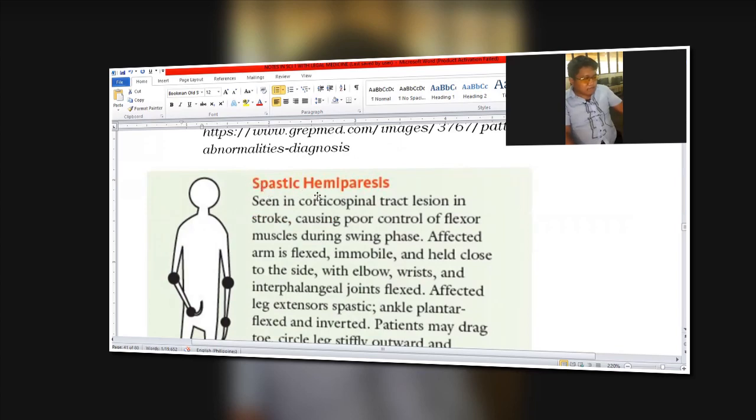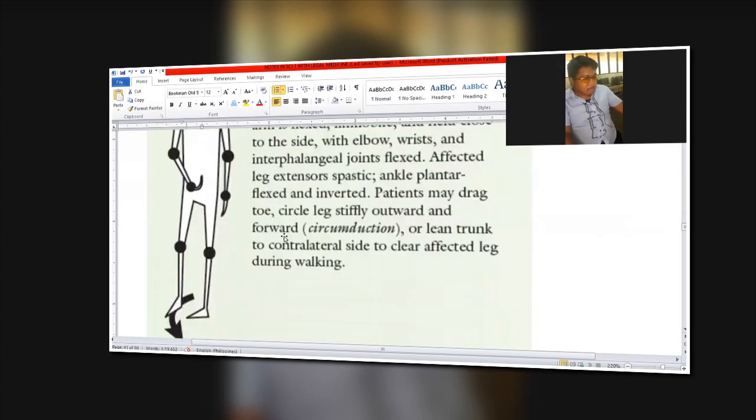So we have spastic paresis, seen in corticospinal tract lesion in stroke. Look at that spastic gait, that is how it looks because of stroke.